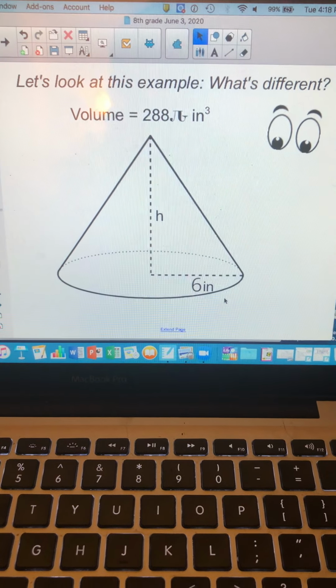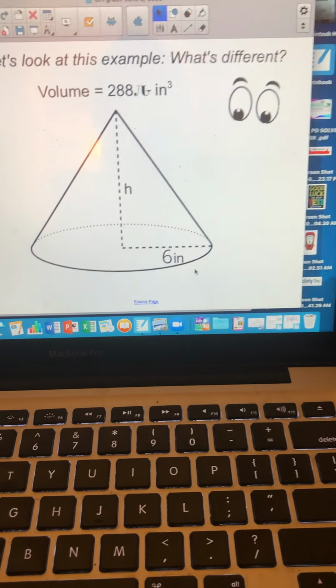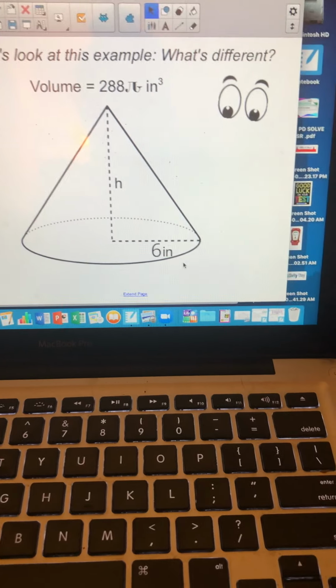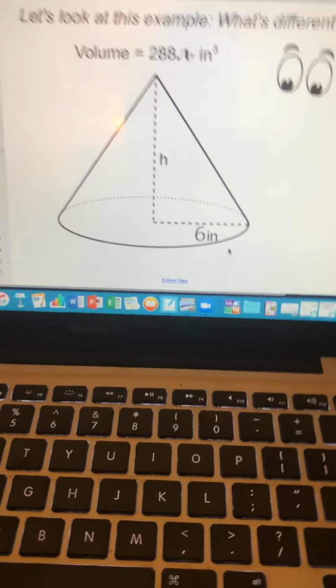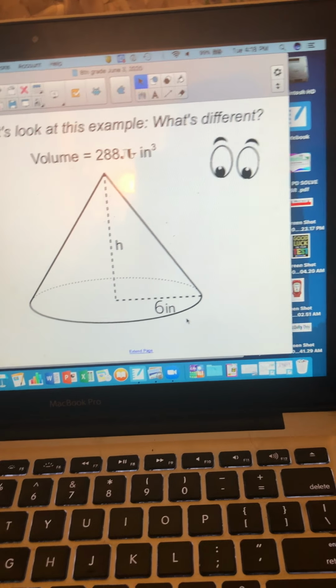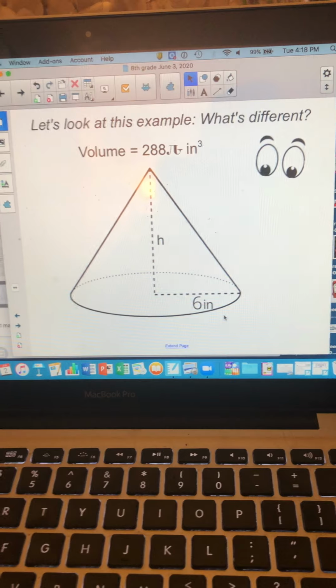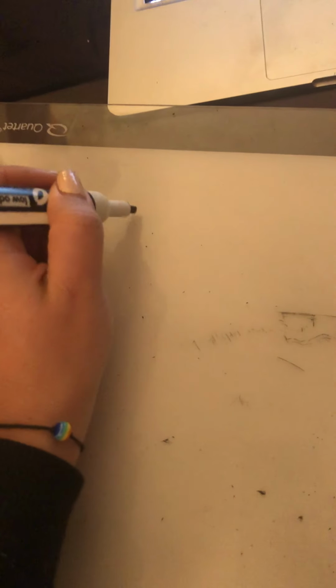Now, I'm going to explore one example with you when our volume is given in terms of pi. I feel like this one is a little easier when the volume is in terms of pi because you are able to cancel out the pi, kind of like how we did with the cylinder. It just makes calculations a whole lot easier when you don't have to do any approximations. So I'm going to rewrite this problem here and go through it with you.